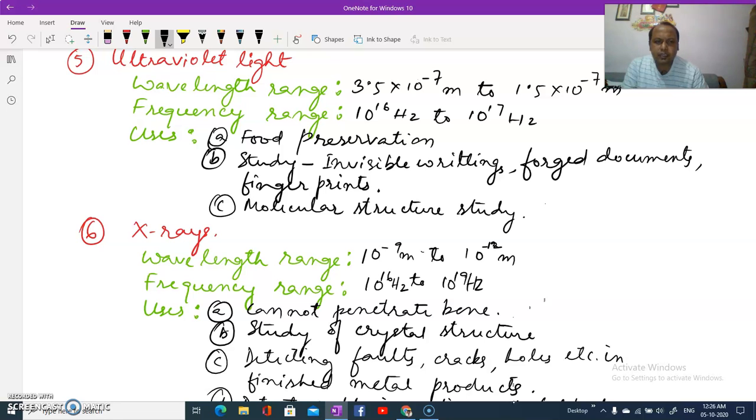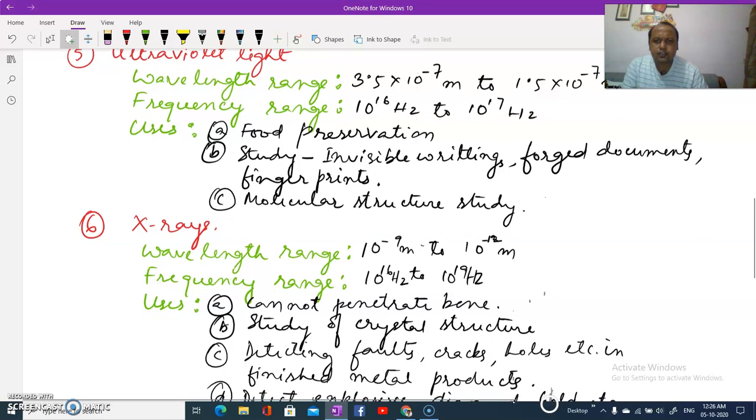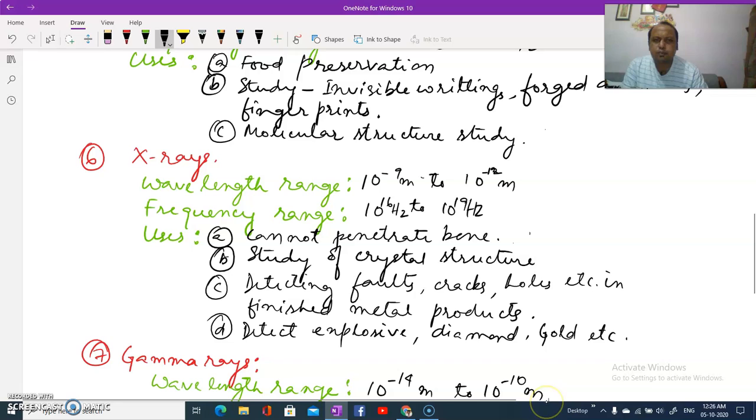But X-rays have a lot of uses. It cannot penetrate bone, so it is used for the study of the structure of your bone. Then for crystal structure also this is used, for detecting faults, cracks, then detecting explosives, then diamond, gold, etc. by detectives they are used.